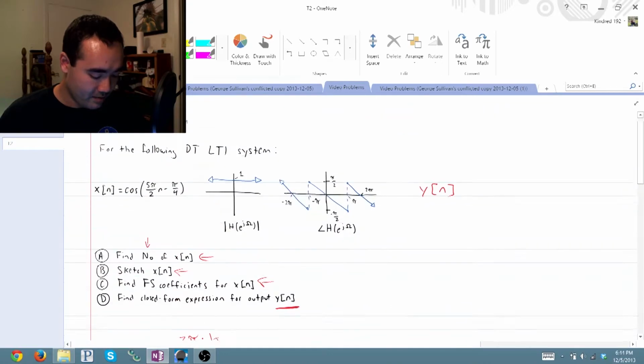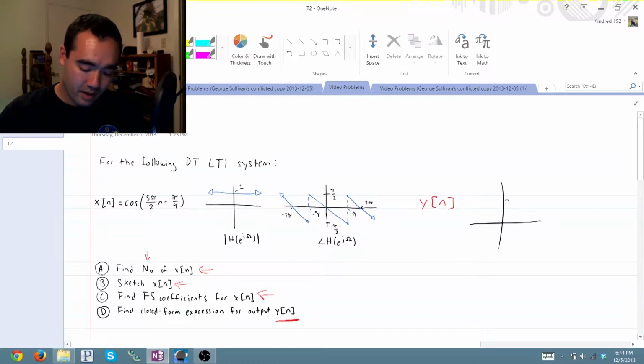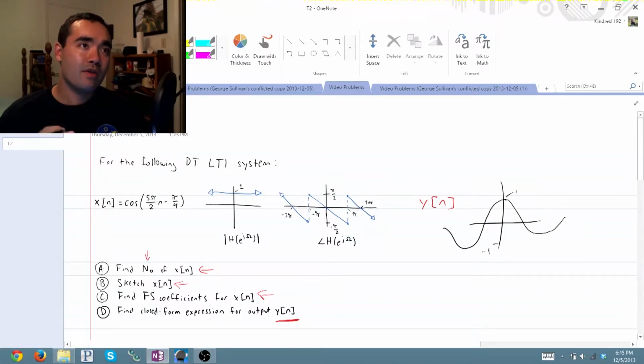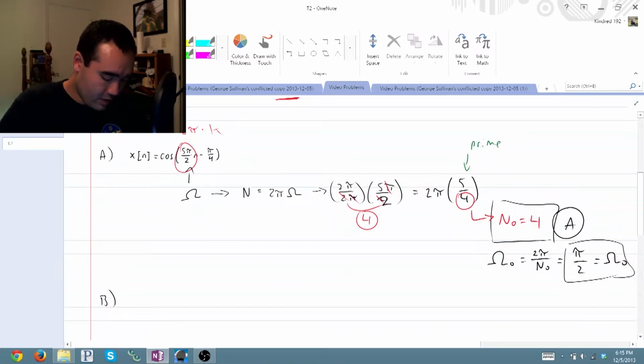All right, part B. It wants us to sketch x of n. Now, if this was in the continuous time domain, a cosine function would just look like this, right? And it would go from 1 to -1. But in the discrete time domain, the shape of a sinusoidal function depends on things like the phase shift. So it won't necessarily look like the function that we see here. We'll go ahead and start.